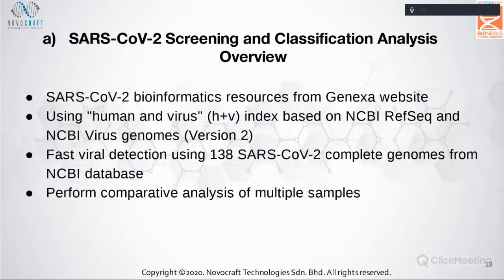Next, for the screening pipeline, the SARS-CoV-2 bioinformatic resources are retrieved from the Genexa website using human and virus indexes based on NCBI RefSeq and NCBI virus genome version 2. It provides fast viral detection and classification of SARS-CoV-2 and other possible viruses directly from sequence reads by using 138 SARS-CoV-2 complete genomes. This pipeline will perform comparative analysis based on abundance determination of viruses and contamination of human DNA.